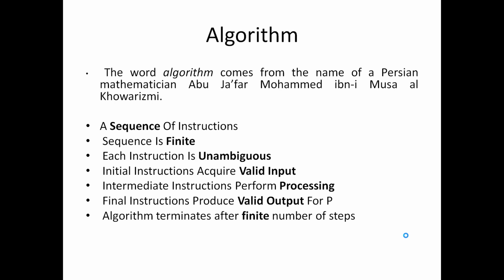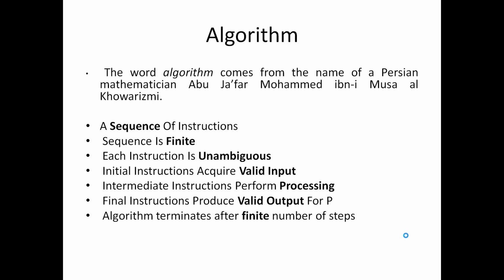For example, there is a statement called add 5 or 6 to x. In this particular statement, we do not have any clarity about whether we should add 5 or 6 to x. So such ambiguity should not be there in the algorithm instructions.